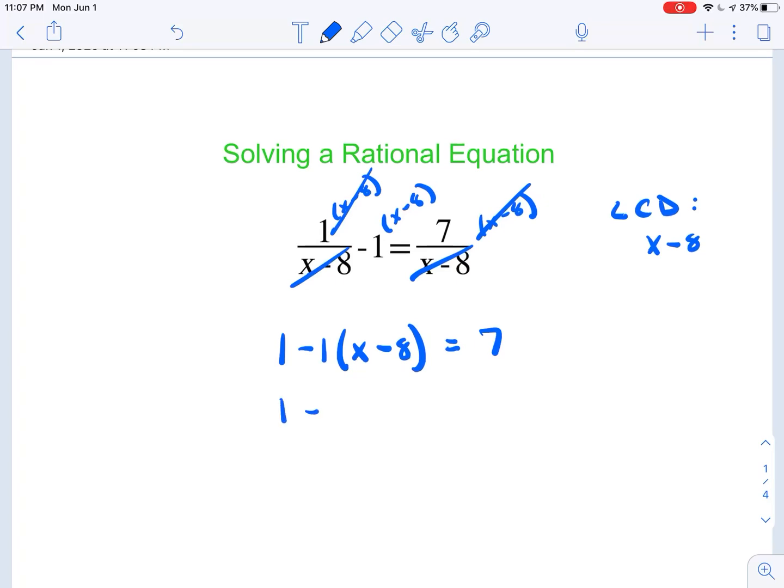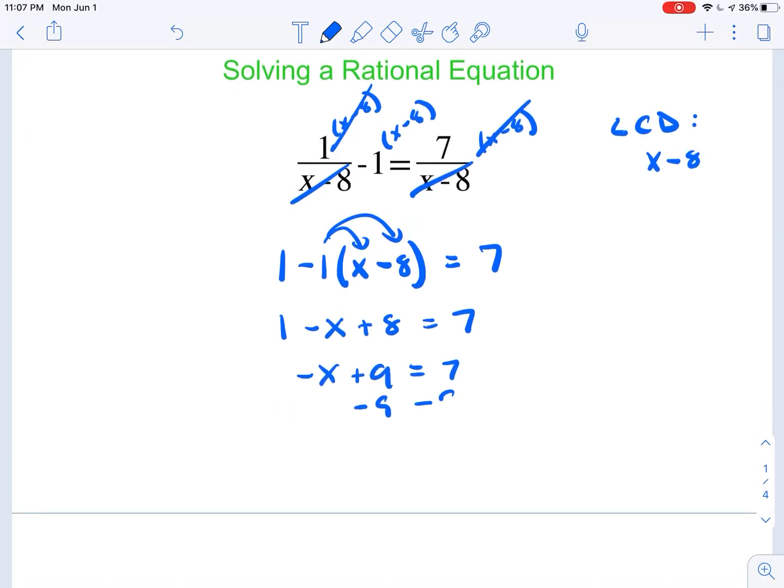All right, so all that's left to do is to distribute and solve for x. So that's plus 8 is equal to 7 minus x plus 9 equals 7. Minus 9 on both sides. We get x is equal to 2.